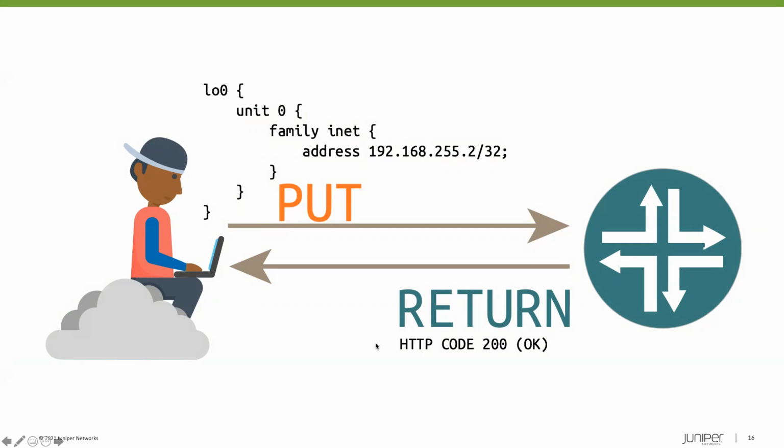Now, again, the HTTP server, or in this case, our network device, is still going to send us back a status code to say whether or not it was successful or whether or not you had authentication issues or whether there's some other kind of issue that prevented your successful API call.